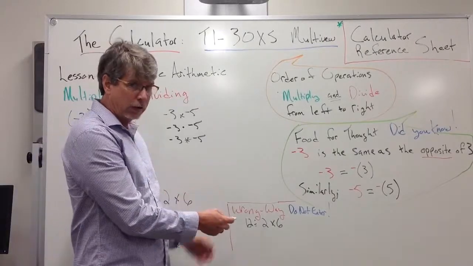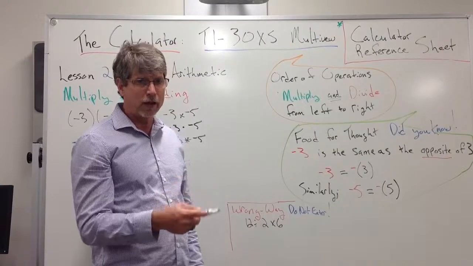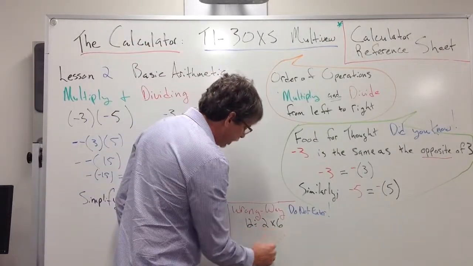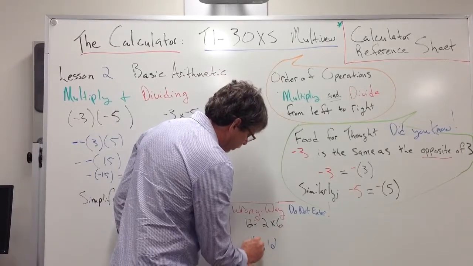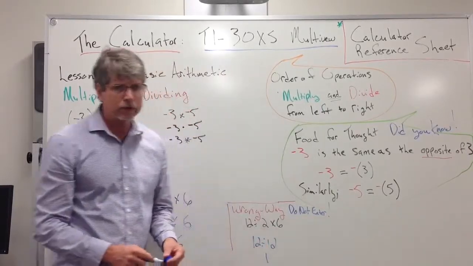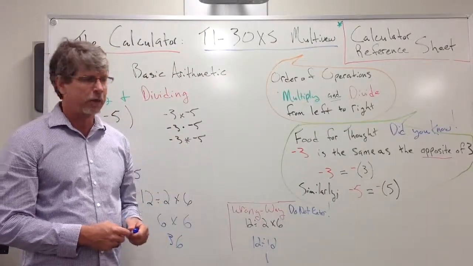The wrong way of doing that is thinking you multiply and then you divide. We don't multiply then divide, we multiply and divide. So some people think you got to go 2 times 6 is 12, and 12 divided by 12 turns into a 1. That's the wrong way. That's not the correct way of doing the order of operations. It's multiply and divide from left to right.